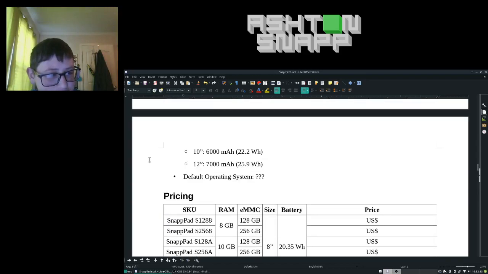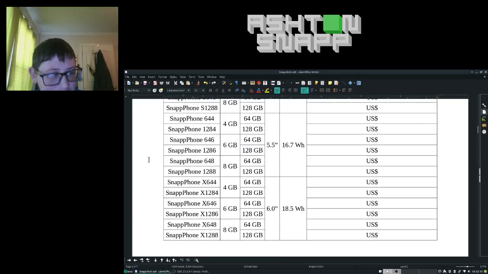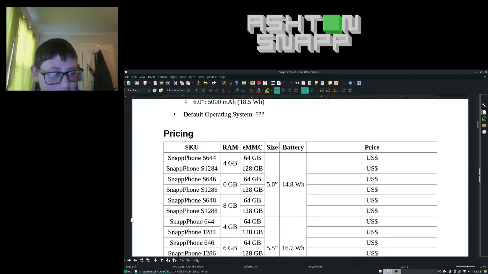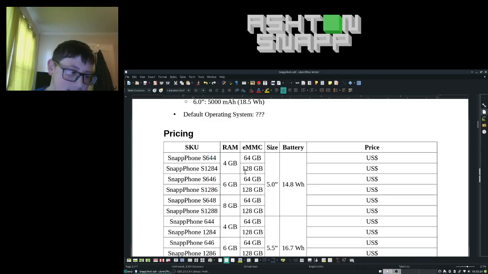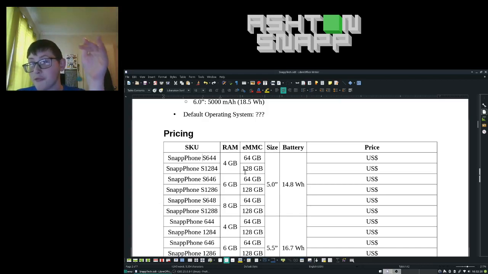But yeah, just this entire document. I even went so far as to do SKUs, stock keeping units. Basically, what I did is just S or nothing or X, and that says one of three sizes. And for the ones where you have an option in terms of RAM and eMMC, which is the storage, you only have two of the storage, and then three of the RAM in those cases.